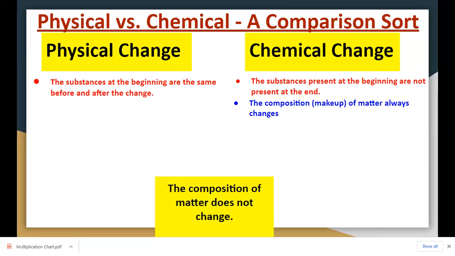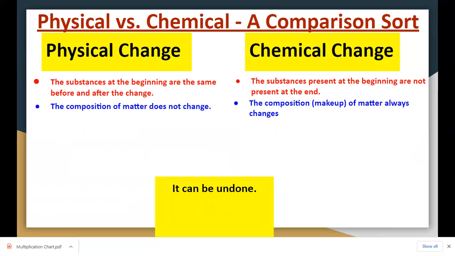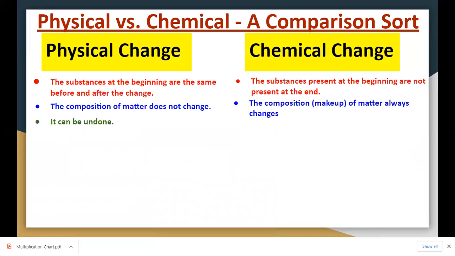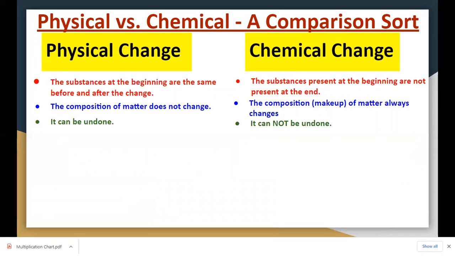Composition is the makeup of something. Next one. The composition of matter does not change. There is no molecular change. I hope you said physical for that. There we go. What's the next one? It can be undone. Which one can be undone? A physical change or a chemical change? Right, I hope you said physical. A physical change can be undone. It cannot be undone. Well, what do you think that one has to be? Right, that's a chemical change that cannot be undone.